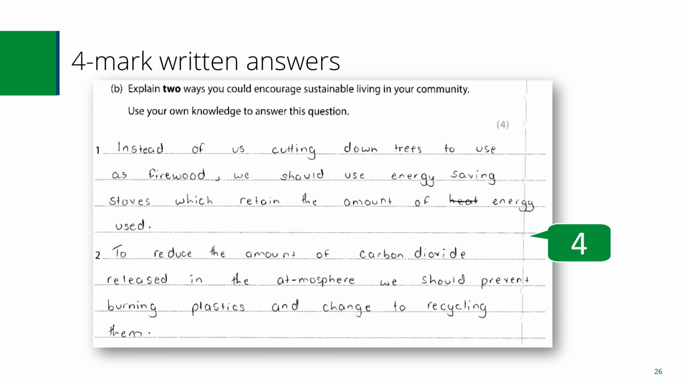This received the full 4 marks. The first response tells us that instead of cutting down trees to use as firewood, we should move towards the use of energy-saving stoves instead. That's fine, it's a developed answer. Or we should prevent burning plastics and change to recycling because that would reduce the amount of carbon dioxide in the atmosphere. In that second example, it's almost the wrong way around. The development comes after the action, but we look at it as a whole and go, of course, there are 2 marks there.